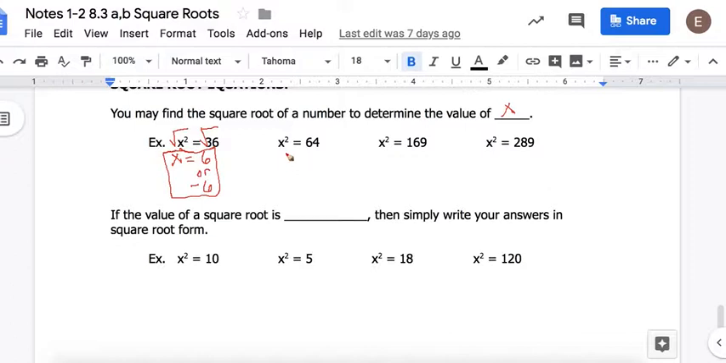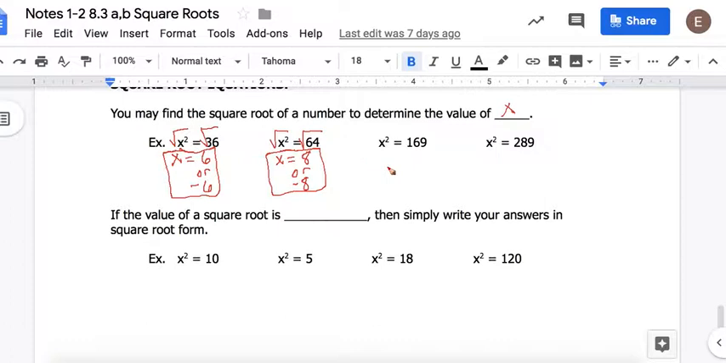Okay, the next one, x squared equals 64. So the opposite of squaring something would be square root. What I do to one side, I must do to the other. So here, x would equal 8. Or 8 times 8 is 64, but also negative 8 times negative 8 would be 64. So I put or negative 8.